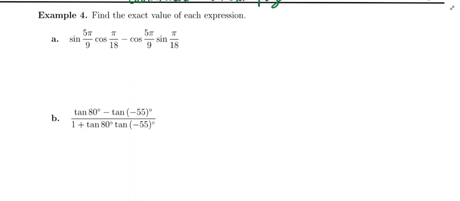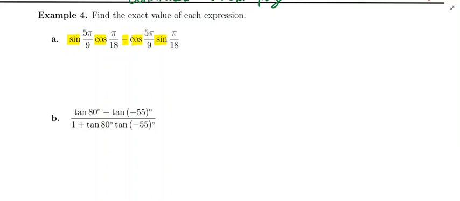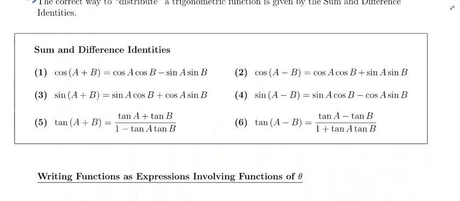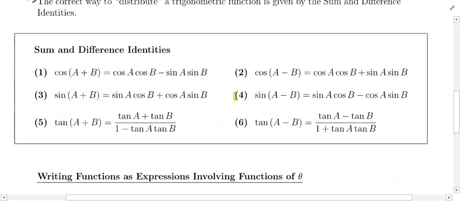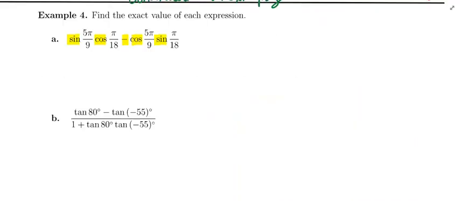However, to do this, we can apply a sum or difference identity. If you look at this, we have sine times cosine minus cosine times sine. And if we go back to our sum and difference identities back on page 1, we can match this up with this equation in number 4, because you have sine times cosine minus cosine times sine. So I'm going to go back to my page here and jot this down.